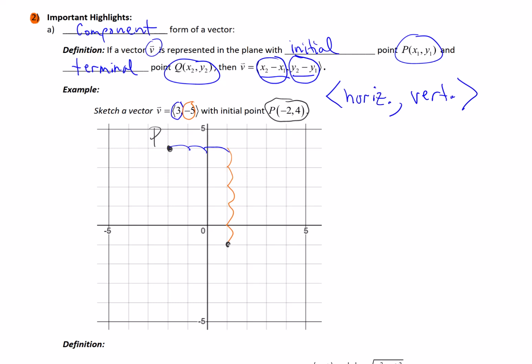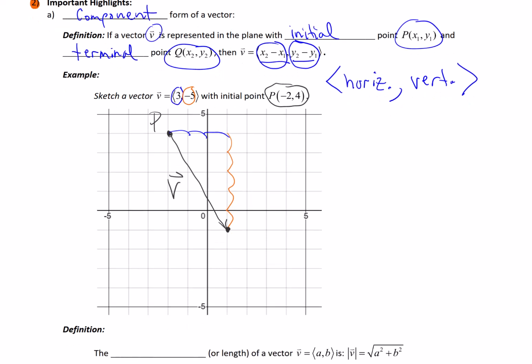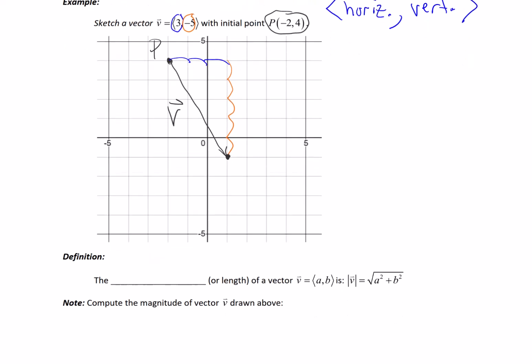If we simply connect the starting and terminal points in the direction that they came, starting with P and ending up with an unnamed point, that creates vector v. So we've now plotted vector v, given the starting point and simply the horizontal and vertical components. It's really just a matter of applying what we have known for a while about coordinate plane geometry, with now these new symbols explaining this in the context of vectors. We'll do more examples shortly, but that's the idea of what this component form means and looks like.